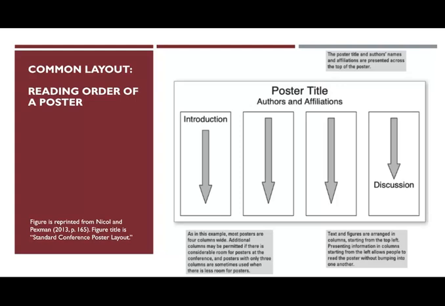Text and figures are arranged in columns, starting from the left. Presenting information in columns starting from the left allows people to read the poster without bumping into one another. They'll slowly move from left to right as they read your poster, allowing for the next viewer to start reading.